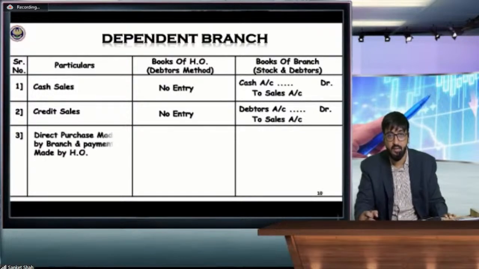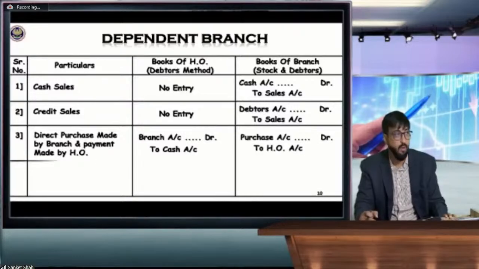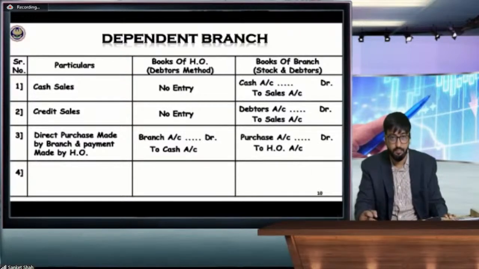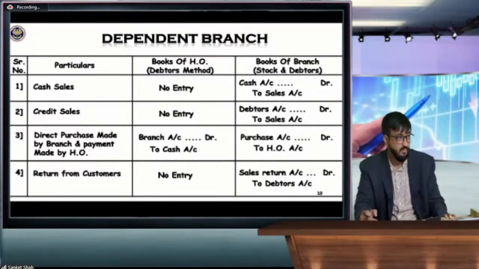Third entry, direct purchases made by branch and payment made by HO. So beta, whose purchases? Branch. And whose payment? HO. So entry will be branch to cash, and here it is purchases to head office. Fourth entry, returns from customer. So beta, no entry, and sales return account debit to debtors. Yes, if you understood all these 10 entries, it's not at all difficult.